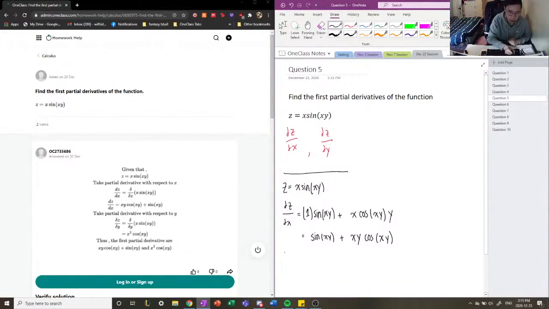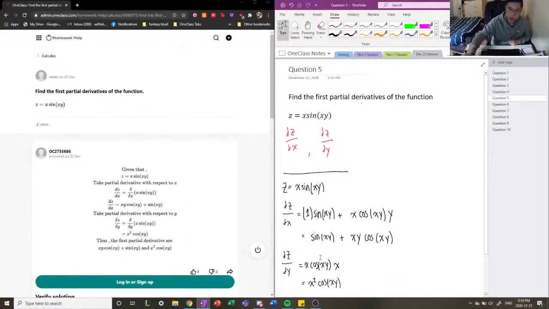Okay, so now we're going to try to find partial z, partial y. So now we see here that this is just a chain rule. So we're going to calculate the derivative of sine xy, and then we're going to calculate the derivative of xy. Okay, so this derivative of sine xy is going to be cos xy. We have to make sure that we keep the x here. And the derivative of xy is just x. So we get x squared cos xy.